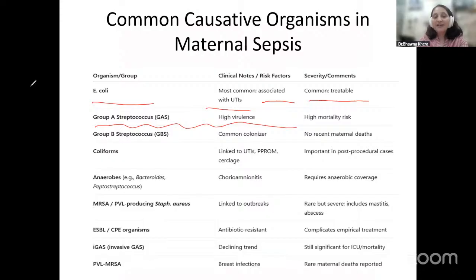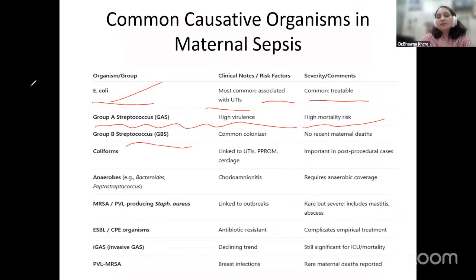GAS in the mother. A for adult, B for the baby. So A for adult. So group A streptococcus, high virulence and leading to high mortality. So don't forget. So now if they ask you the question in the intensive care unit or a patient who is deteriorating fast, then the answer is group A streptococcus. But if otherwise the general question is asked, which is the most common organism, then you can choose E. coli in that.